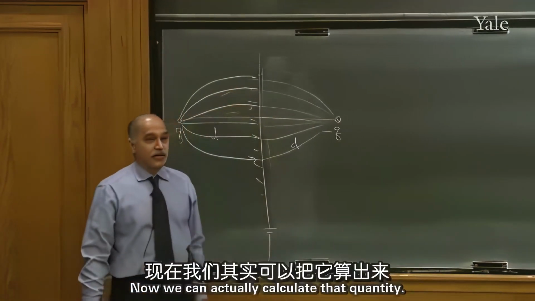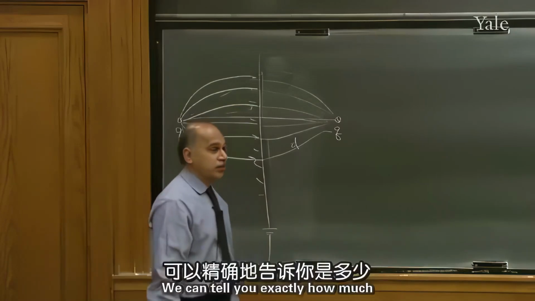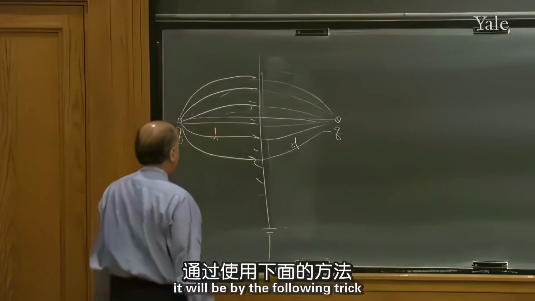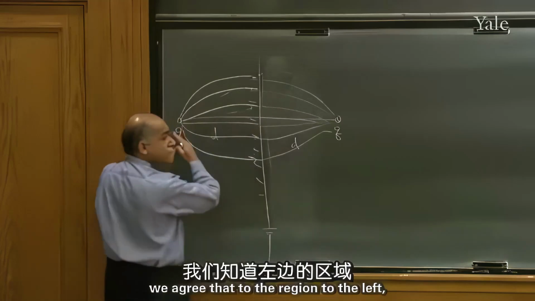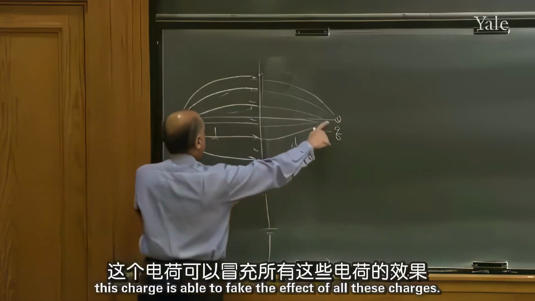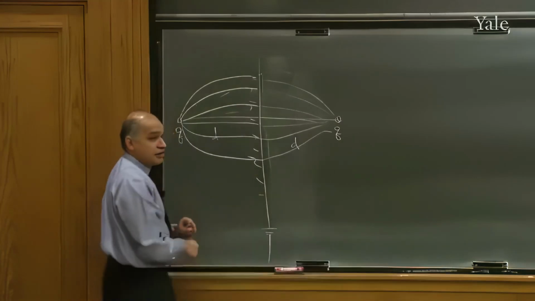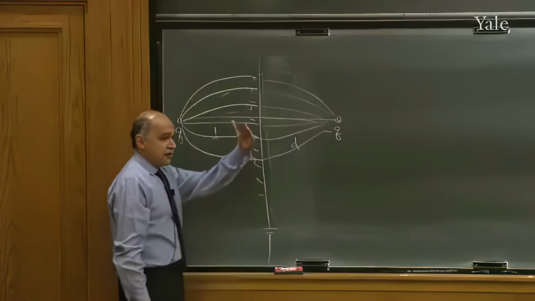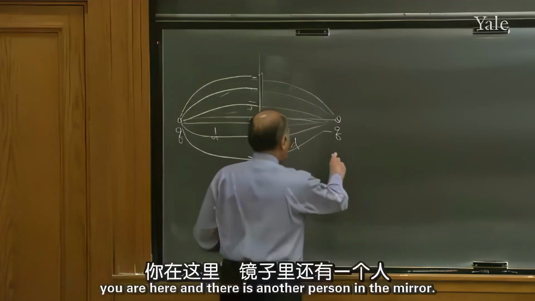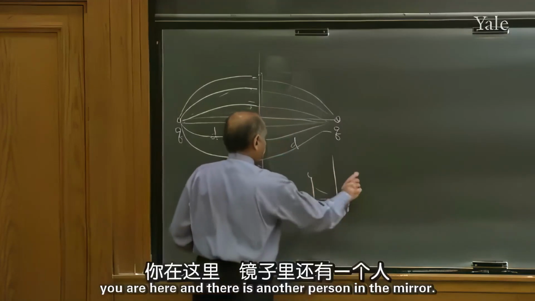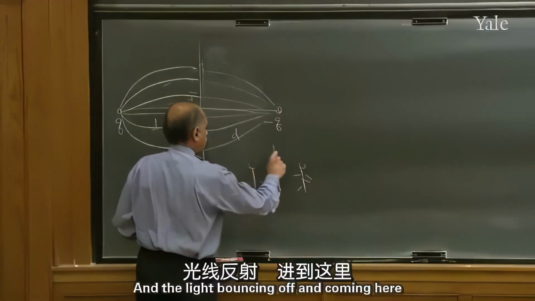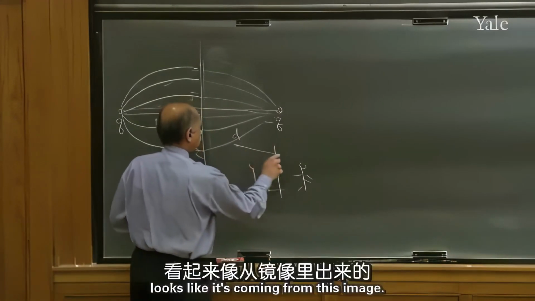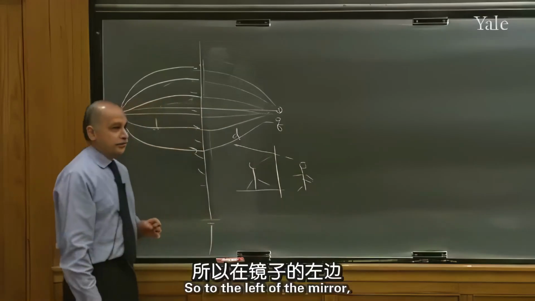Now we can actually calculate that quantity. We can tell you exactly how much it will be by the following trick. We agree that to the region to the left, this charge is able to fake the effect of all these charges. That's why it's called a mirror charge. When you stand in front of a mirror, you're here, and there is the other person. The mirror and the light bouncing off and coming here looks like it's coming from this image.